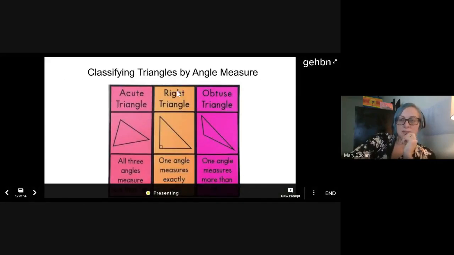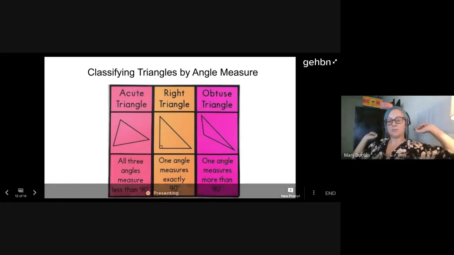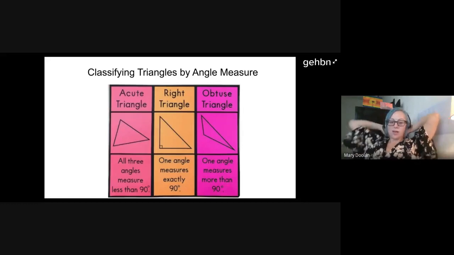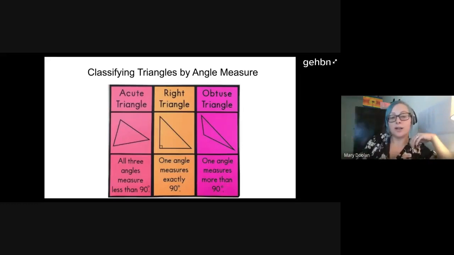So real quick, we're just going to cut the lesson kind of short. This is the last slide I'm going to go over with you because we do have 5 minutes left. Classifying triangles by angle measure. You can also classify triangles by their angle measure. If all 3 angle measures are less than 90 degrees, we say it's an acute triangle.